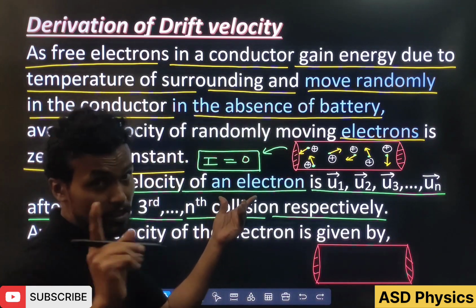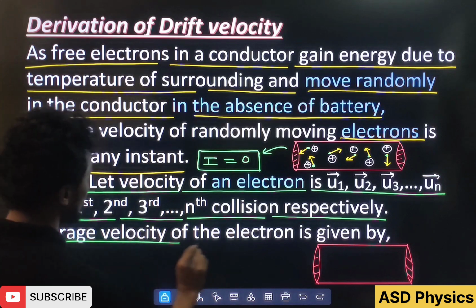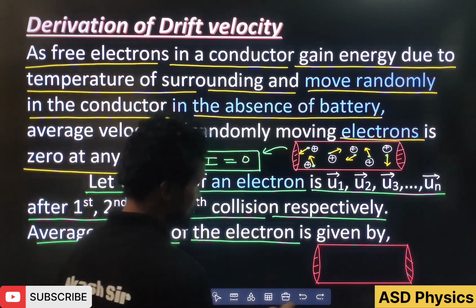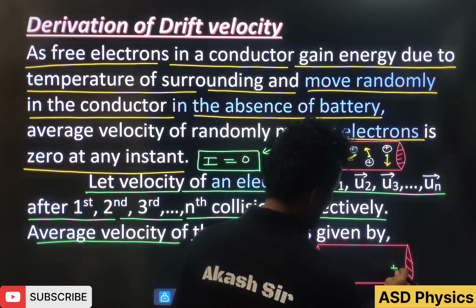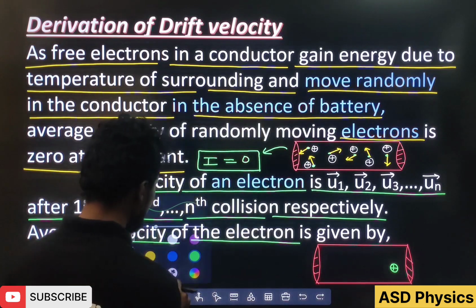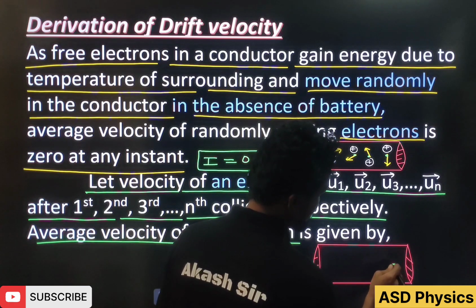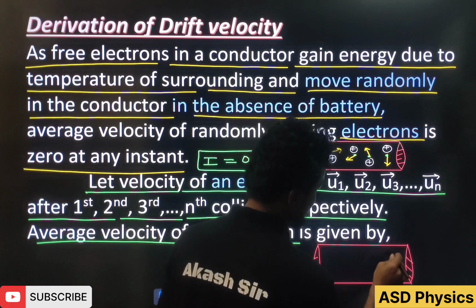Now see, for a single electron, the average velocity of the electron is given by... Here I have taken some positive ion. When a single electron collides with this positive ion, let's take it that it is going in this direction.